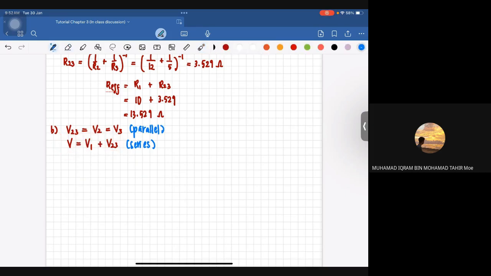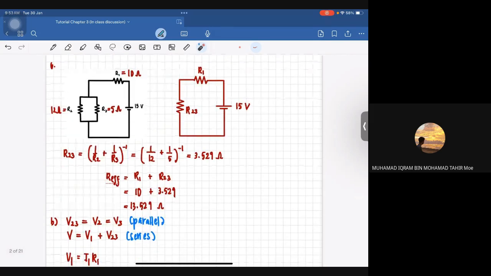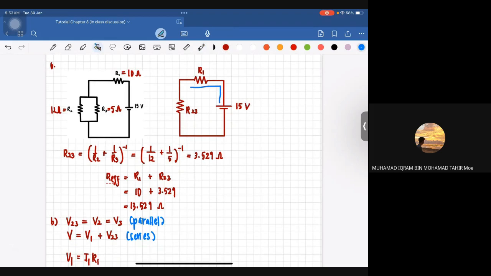Kita boleh guna Ohm's Law. Ohm's Law is V1, I1, R1. Okay. So sekarang ni kita sudah ada nilai R1. Tapi sekarang ni kita tidak ada nilai I1. So macam mana kita mau cari I1 ni? I1 ni flow di mana? I1 ni adalah the current that is flowing through this circuit here.